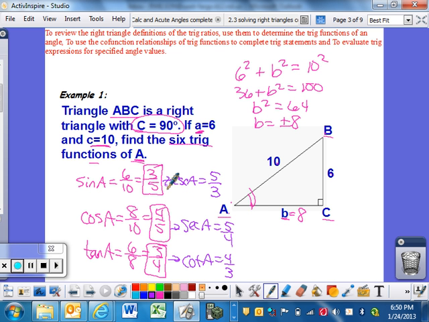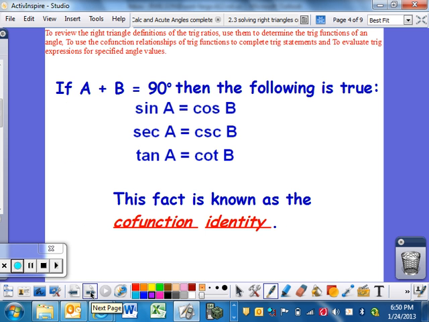So that's what you do if I give you information about one angle and then you only have information of sides. You just set up your triangle, find the other side, and then you can find all your trig functions.